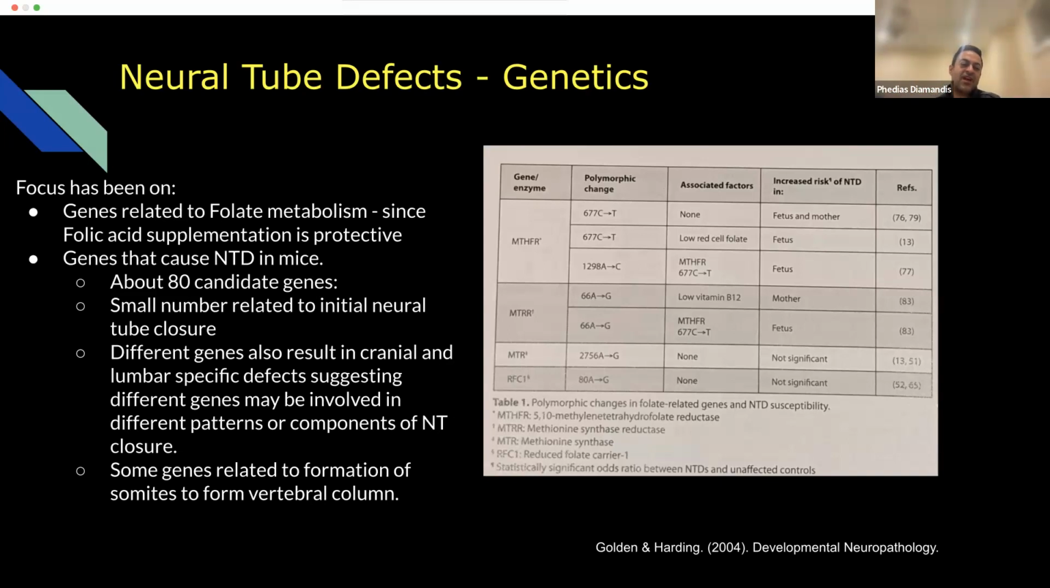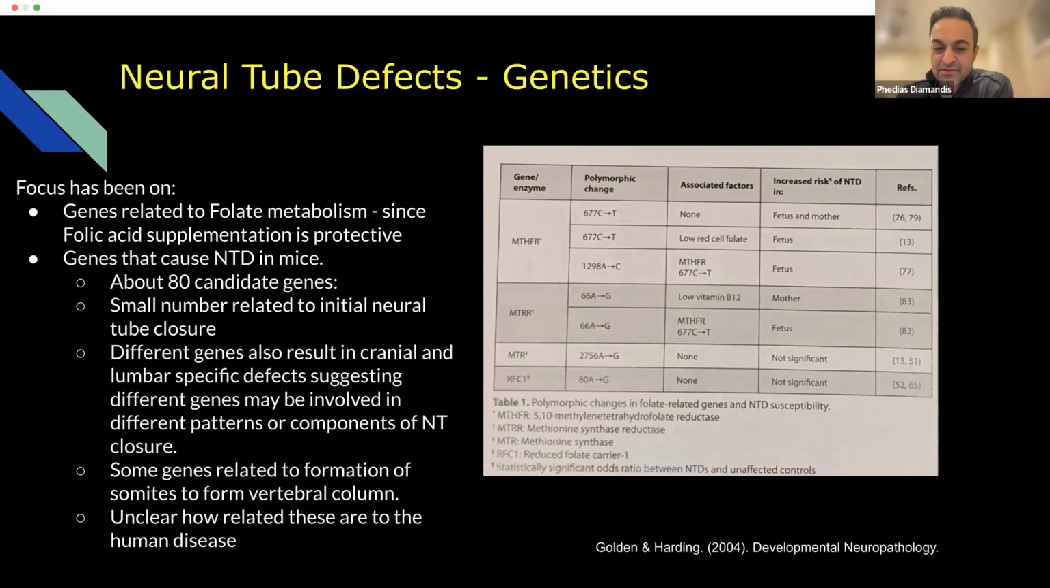And then these genetic studies have also found some genes involved in the formation of somites to form the vertebral column, right? So everything checks out. Whether the mouse ones are related to the human ones remains to be seen. But I think the take-home message is that folic acid supplementation and fortification to prevent low folate levels in unsuspecting mothers could help reduce these. That would be, I think, the board question you may get.